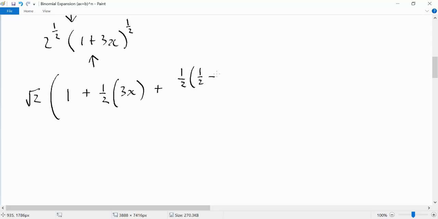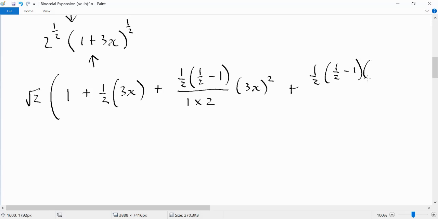Half times half minus 1, all over 1 times 2, all times 3x all squared. And continue that on, a half, lots of a half minus 1 times a half minus 2, all over 1 times 2 times 3, and that's going to be multiplied by 3x to the power 3, and so on. Depends on how many terms you want.